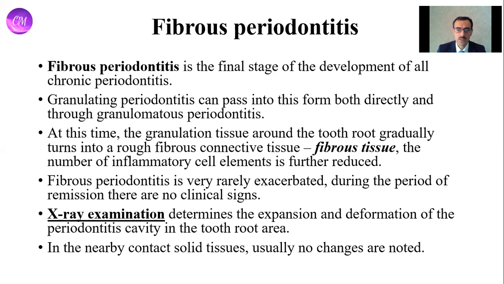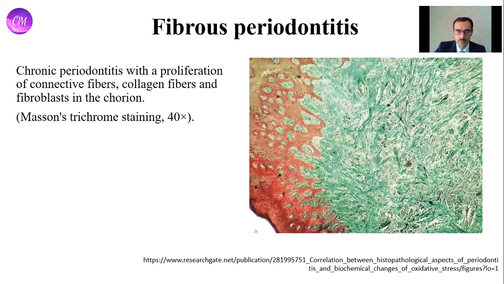X-ray examination determines the expansion and deformation of the periodontal cavity in the tooth root area. In the nearby contact solid tissues, usually no change is noted. Here is the histology of chronic periodontitis with the proliferation of connective tissue fibers, collagen fibers, and fibroblasts in the chorion. The staining is Masson trichrome.